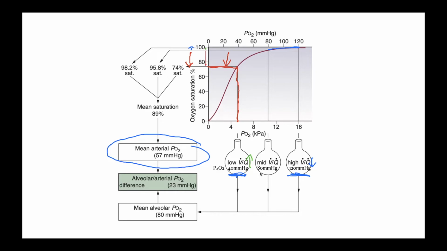So in other words, they're able to push that amount of content down. And so that is why the concept is that when you've got VQ scatter, it is dominated by low VQ units, all right? So in other words, your arterial PO2 with VQ scatter will always trend towards the low VQ units. And that's essentially what that statement means.